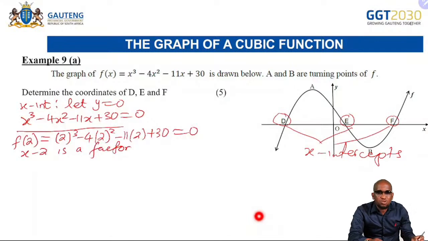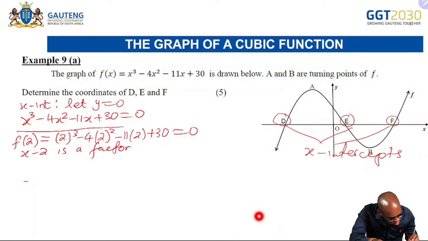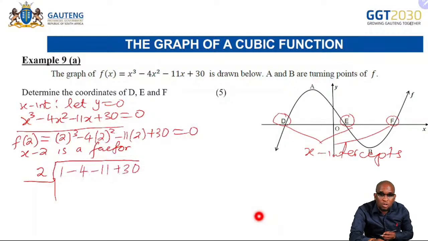So if x minus 2 is a factor, you can use any of the 3 methods that you were taught. You were taught to factorize this by long division, by synthetic division, or by inspection. So we can just simply use synthetic division. Here, we put the factor 2, and then we write down the coefficients of each term there. That is 1, minus 4, minus 11, plus 30. Those are the coefficients.